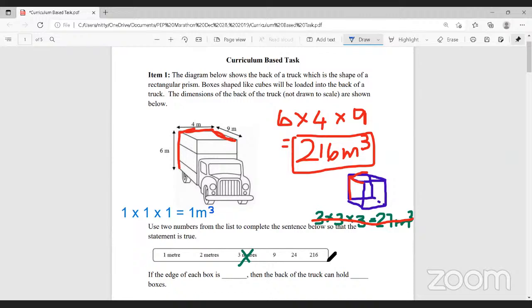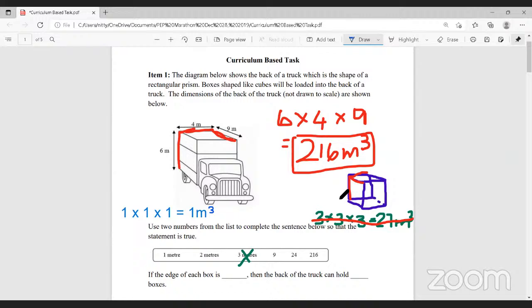So you're saying 216 divided by 24 equals 9, but now, Tahira, we have to think about those numbers in context. We can't just be using these numbers here and putting in some operation, and because it comes out with one of the other numbers, it means it's correct. Remember, there's a statement that we're completing. The edge of one box must be a number with a unit.